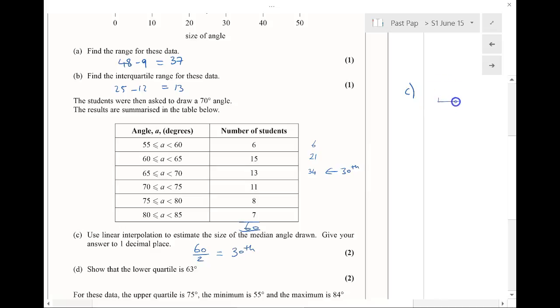So we're estimating, we know that it's somewhere between the lower class boundary, which is 65, and the upper class boundary, which is 70. Okay, now what we do is we now make an estimate. We've got 13 in this group entirely, but we've got 21 from before. So we want the 9th out of 13 an estimate of. So we basically kind of make a guess.